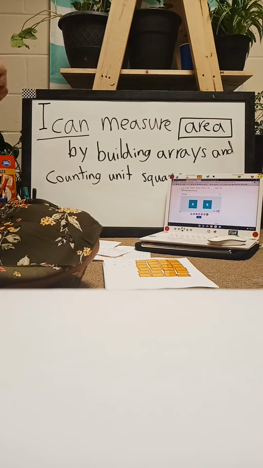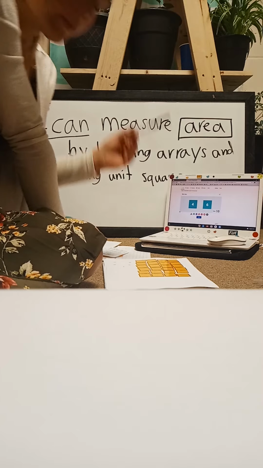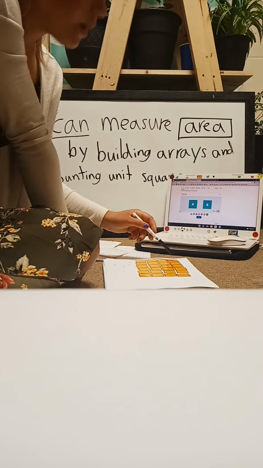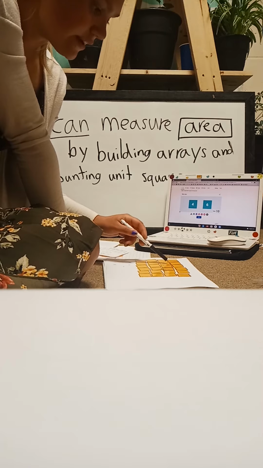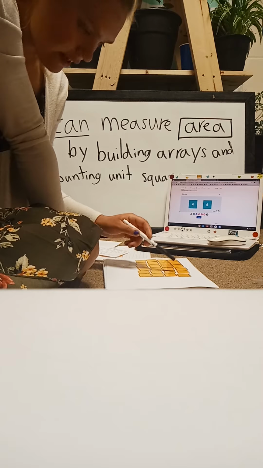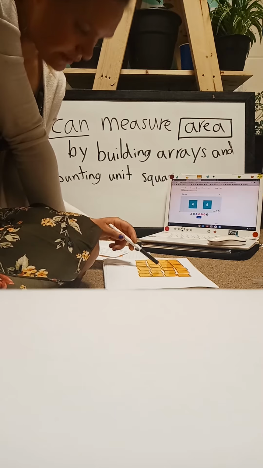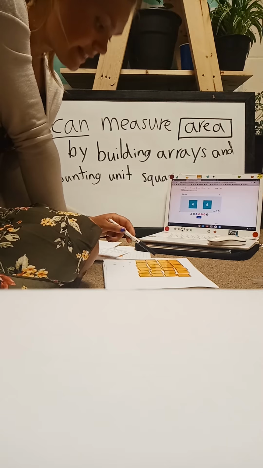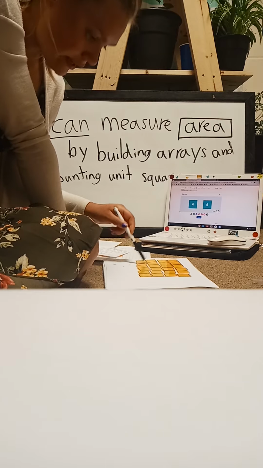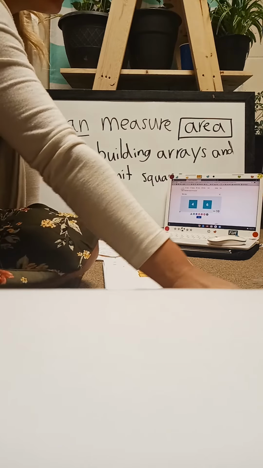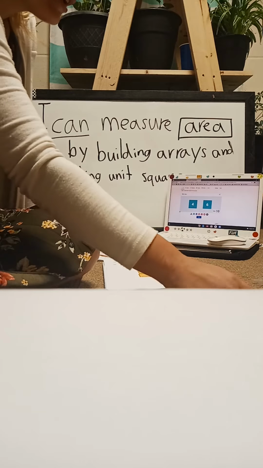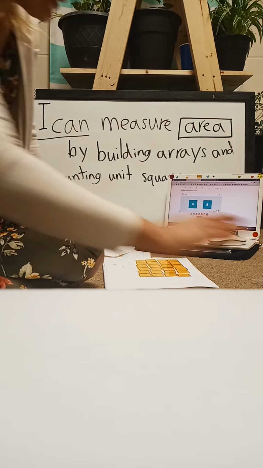I'm going to lay my cap and my pen down because I don't accidentally want to mark on them. You guys count with me, okay? Ready? 1, 2, 3, 4, 5, 6, 7, 8, 9, 10, 11, 12, 13, 14, 15, 16, 17, 18, 19, 20, 21, 22, 23, 24. Our area is 24 unit squares. Great job, guys.